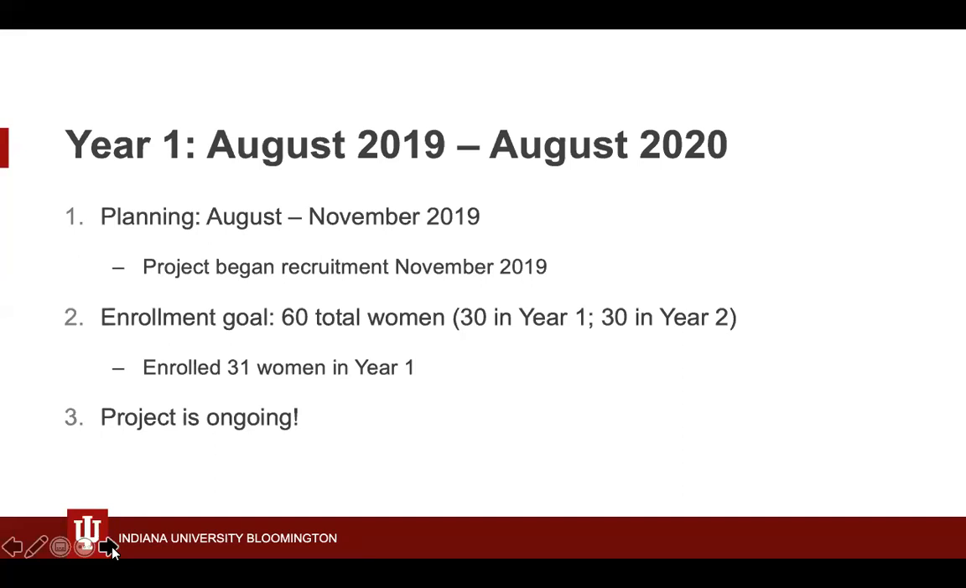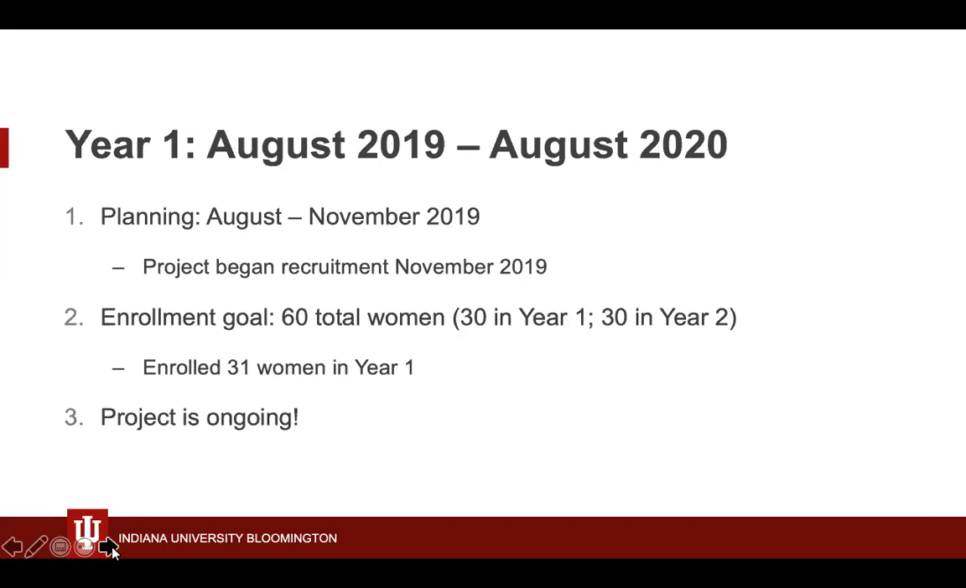It was really helpful for us on the IU side to hear what barriers they might experience while they're trying to implement the project. And we were able to fix those as we went along, and we still fix things if we need to along the way. But the project began recruitment in November of 2019 is when we got our first participant.